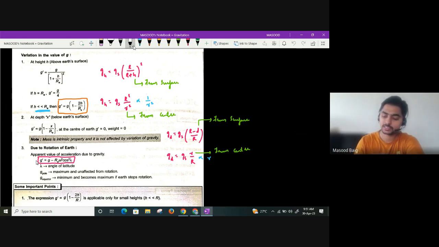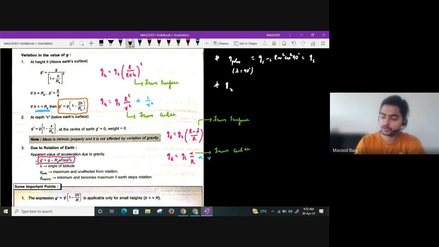So that is the reason if we talk about g at poles, what is latitude angle? 90 degrees, guys. So what are we going to get? g at surface minus R omega square cos square 90. What is cos 90? 0. Cos 90 is 0 means obviously this total term will become 0. So will rotation of the earth affect the acceleration due to gravity at poles? No, it will be g s only, guys.